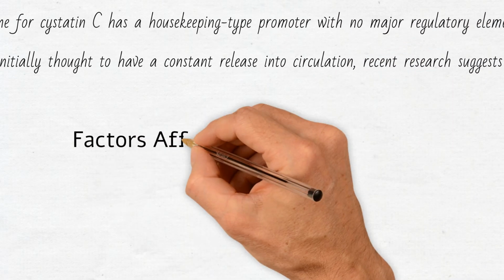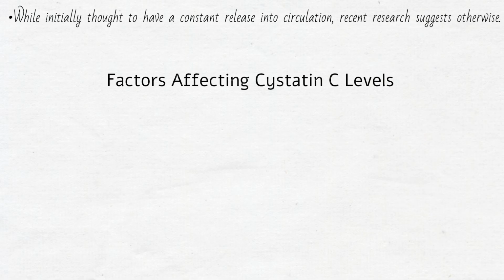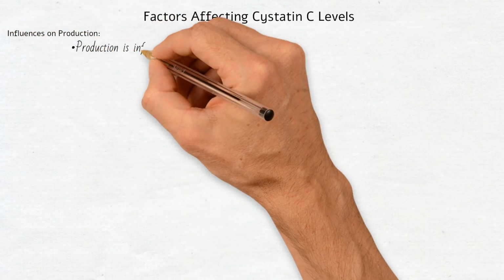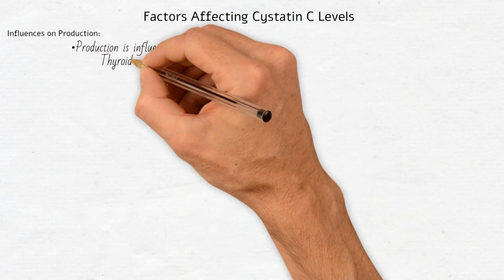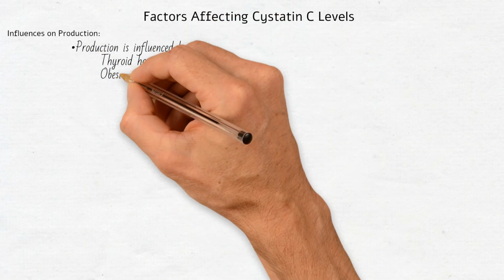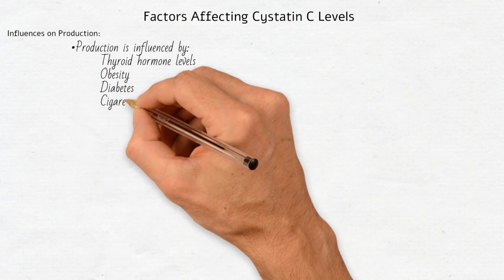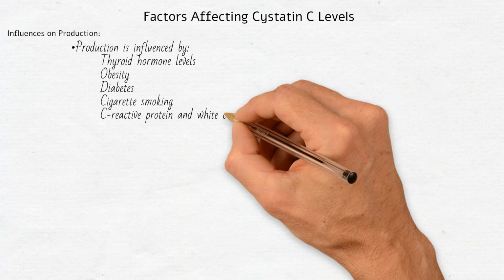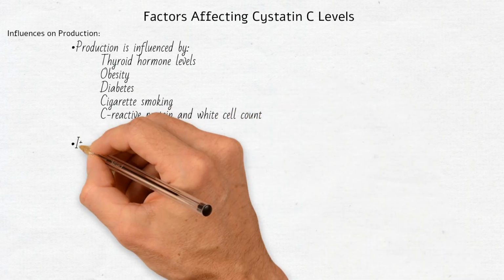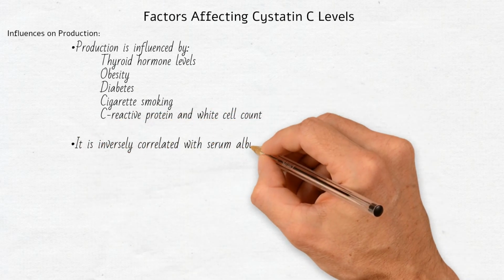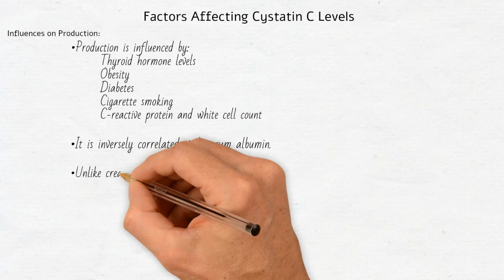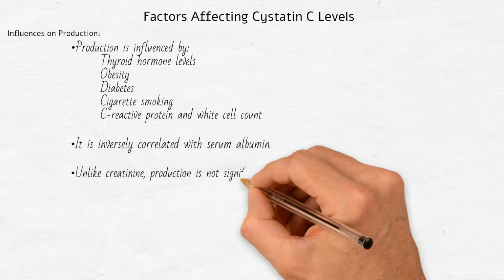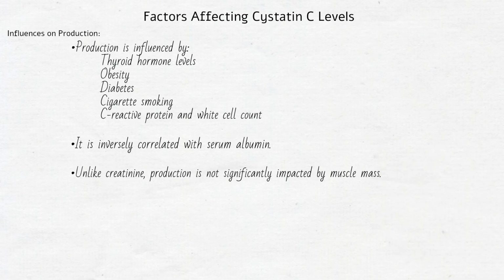Factors affecting cystatin C levels. Influences on production. Production is influenced by thyroid hormone levels, obesity, diabetes, cigarette smoking, C-reactive protein and white cell count. It is inversely correlated with serum albumin. Unlike creatinine, production is not significantly impacted by muscle mass.